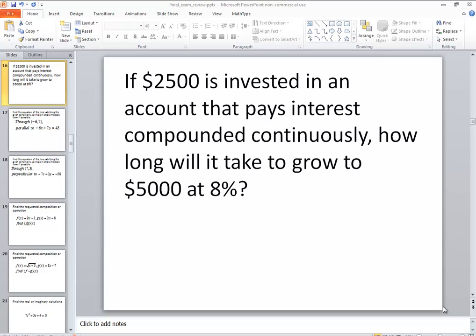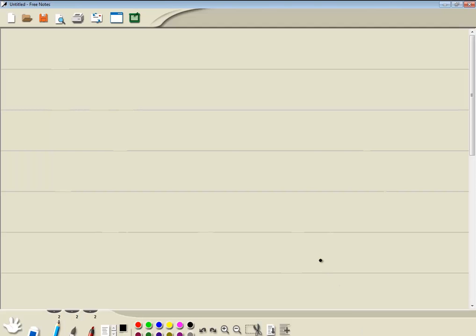In this problem, if $2,500 is invested in an account that pays interest compounded continuously, how long will it take to grow to $5,000 at 8%? Well, it says compounded continuously. When it says the word continuous, that means it's your PERT formula. So we're going to use A = Pe^(rt).